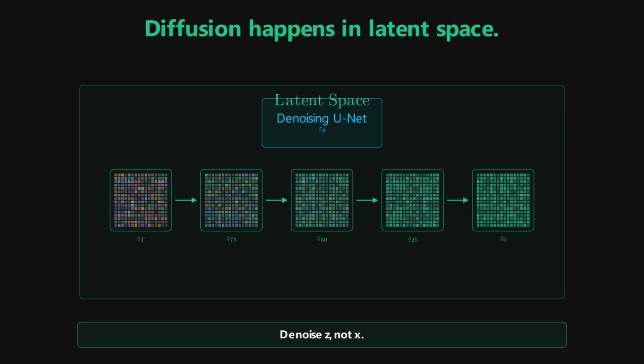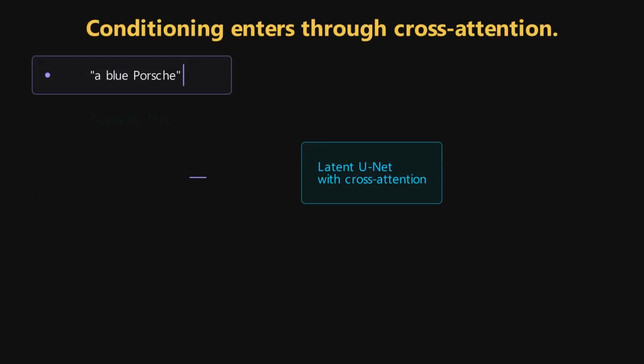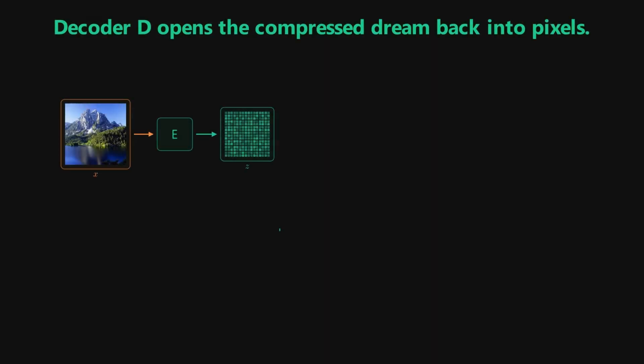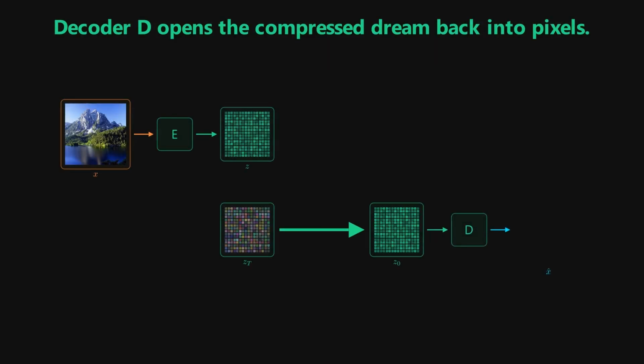Conditions can also enter this process. Text prompts, semantic maps, reference images, or other representations can guide the denoising network. In latent diffusion models, cross-attention is the mechanism that lets the prompt talk to the latent image as it is being formed. Once denoising is finished, the decoder maps the clean latent back into pixel space. So, the model does not dream directly in pixels. It dreams in a compressed sketch. Then, it decodes the dream into an image.